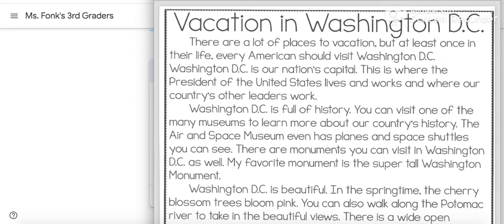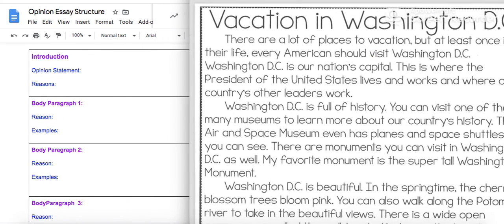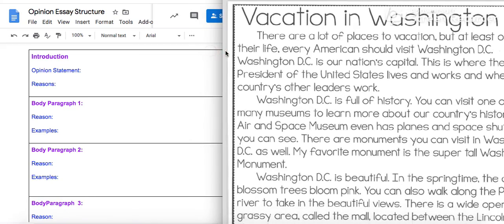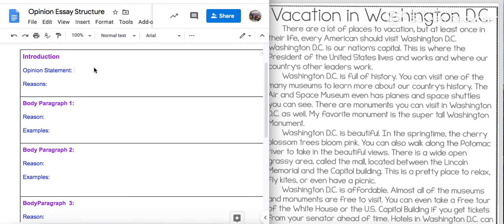Let's take a look, I want to do this side by side here. Okay, now we can look at both. So there are a lot of places to vacation, but at least once in their life, every American should visit Washington, D.C. So this author's opinion statement is every American should visit Washington, D.C. at least once.